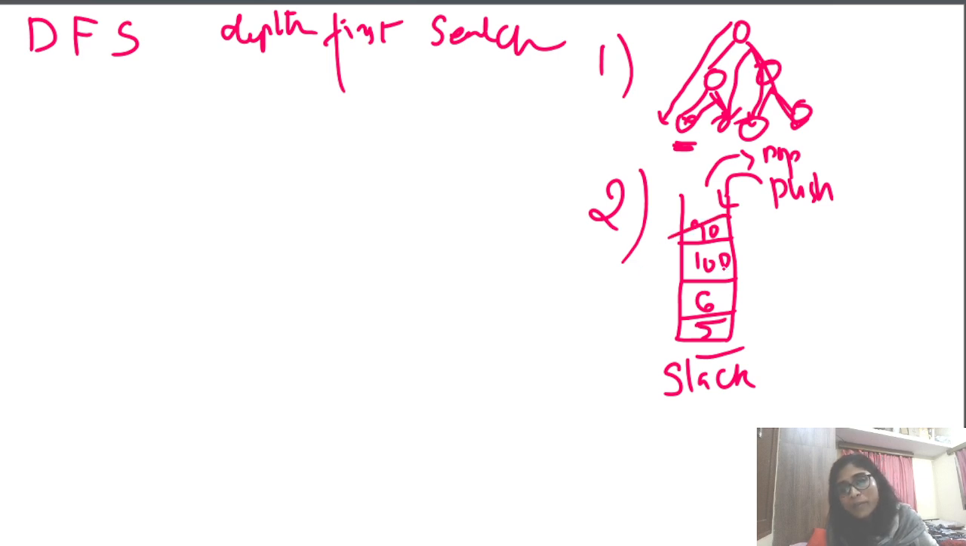And if I tell you to pop the next number, 100 will be popped, and next 6 will be popped, and 5 will be popped, and so on, right? So what do you understand from this? Which was the first element that I pushed? 5 was the first element that I pushed, and 6 was the second element, third element, fourth element.